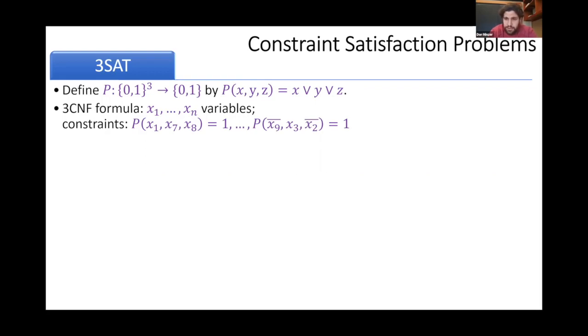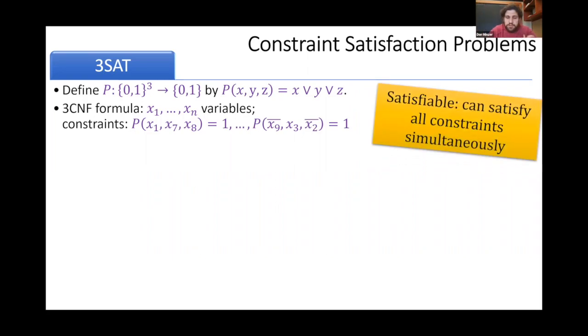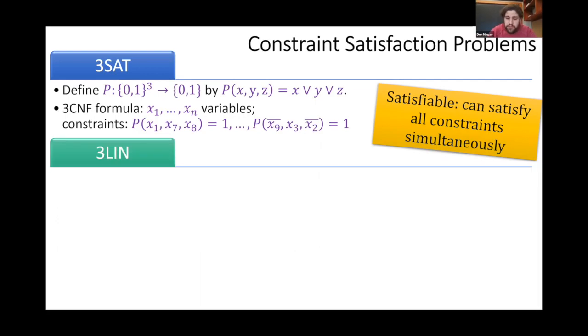Once we have defined this predicate, an instance of the three-SAT problem consists of a collection of variables, x1 to xn, and a collection of constraints of the form P of some subset of variables or negations is equal to 1. The goal is to determine whether a given instance is satisfiable or not, meaning if you can find a Boolean assignment to the variables that satisfies all of the constraints. So that's one example of a constraint satisfaction problem.